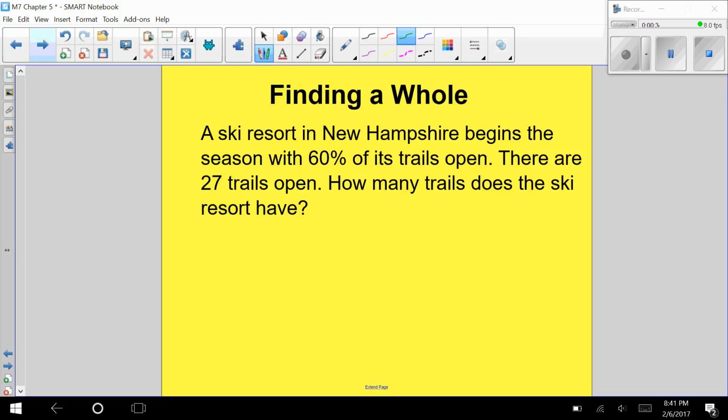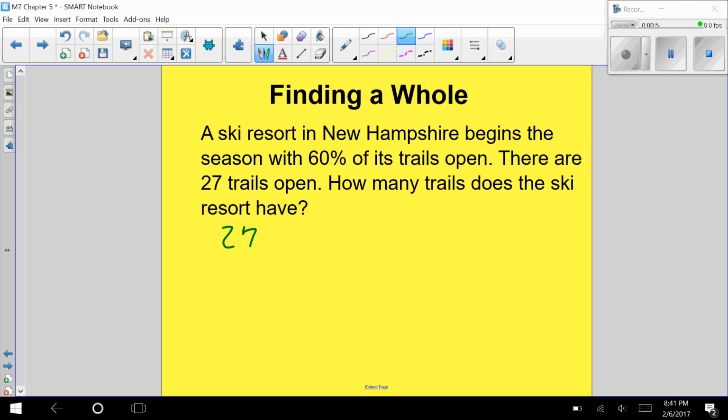So a ski resort in New Hampshire begins the season with 60% of its trails open. There are 27 trails open. How many trails does the ski resort have? Well, let's think to ourselves: is 27 the part or the whole? Well, only 60% are open, and that is 27. So 27 is our part.